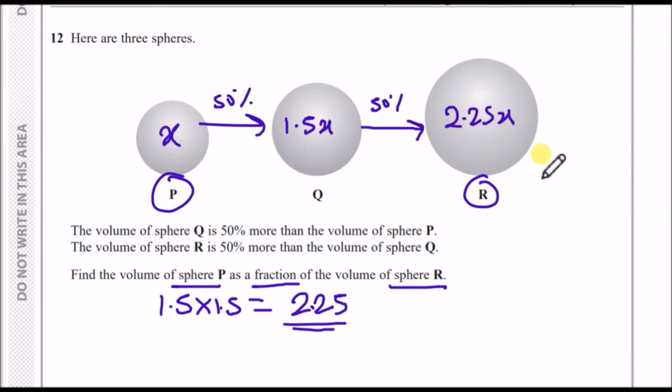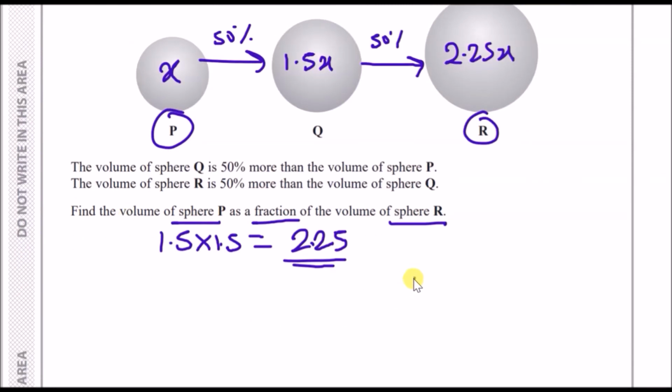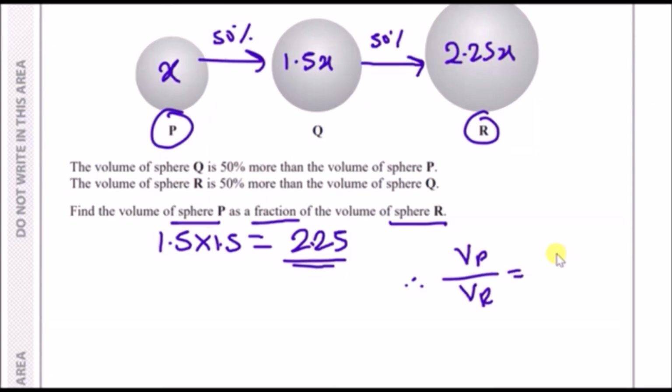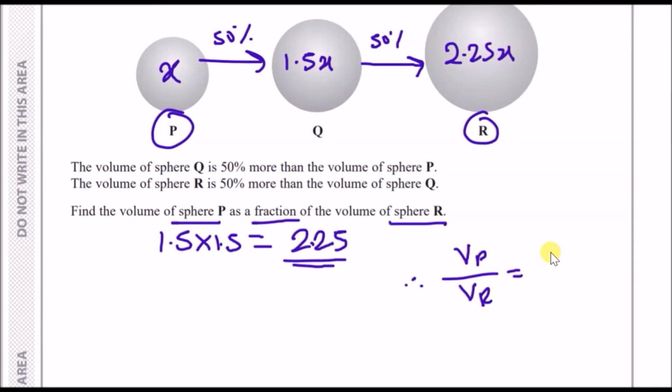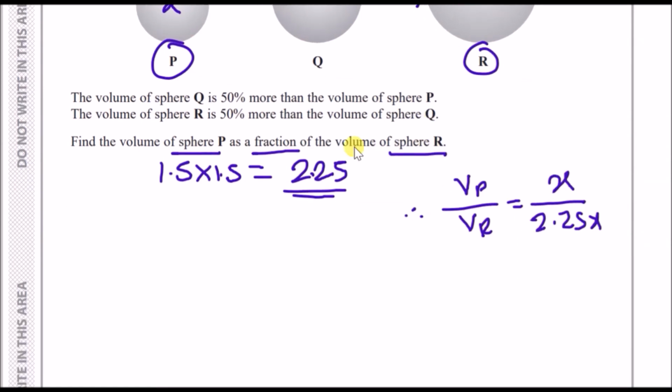Now, they want us to find the volume of P as a fraction of R. So in other words, we're going to have to divide the two volumes, P over R. We know the volume of P is X, and the volume of R is 2.25X. And that's our answer. But because they both have X, we can just cancel it out. So we'll be left with 1 over 2.25. And that's it, guys.